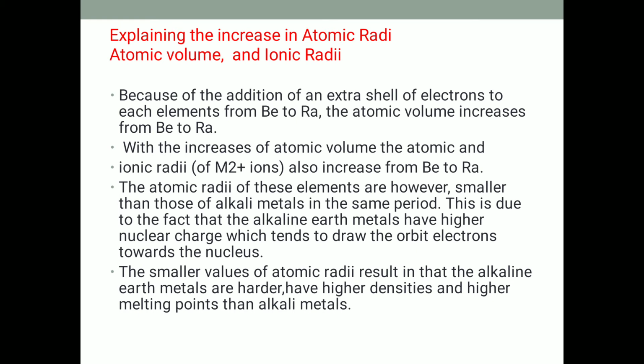The atomic radii of these elements are, however, smaller than those of alkali metals in the same period. This is due to the fact that the alkaline earth metals have higher nuclear charge, which tends to draw the orbital electrons toward the nucleus. The smaller value of atomic radii results in the alkaline earth metals being harder, having higher densities and higher melting points than alkali metals.